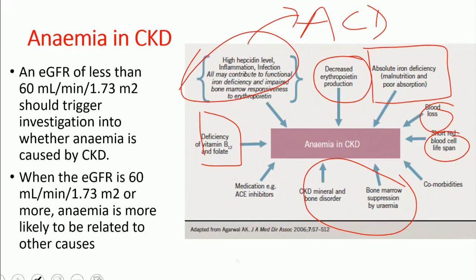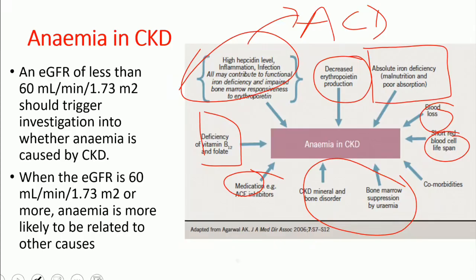And unusually enough, ACE inhibitors can also cause anemia in CKD, right? It's not a very common thing. The mechanism is slightly complicated. Don't worry about it at the moment. It's sort of related to erythropoietin consumption with ACE inhibitors, but not very important.